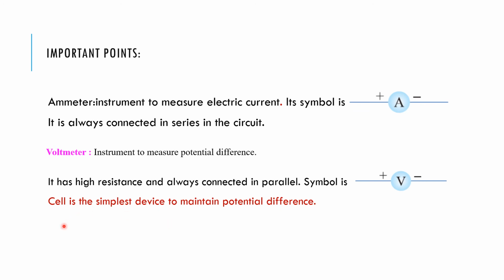Now another important point about this discussion is that a cell is the simplest device to maintain potential difference. So to provide potential difference in any circuit, a cell is used. Another important point: current always flows from higher potential to lower potential. That means the direction of current flow is positive to negative, which is opposite to the direction of electrons. The positive is considered to be the point of higher potential, negative is considered to be the point of lower potential. So positive to negative.